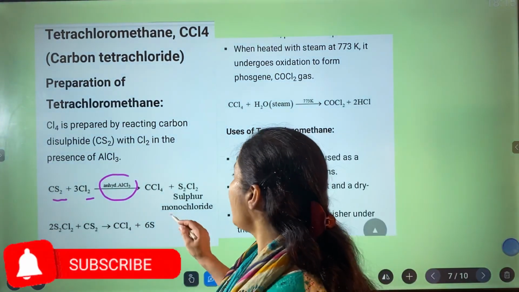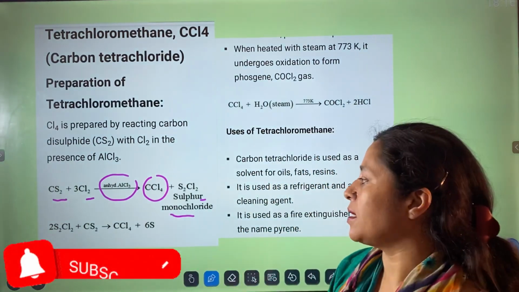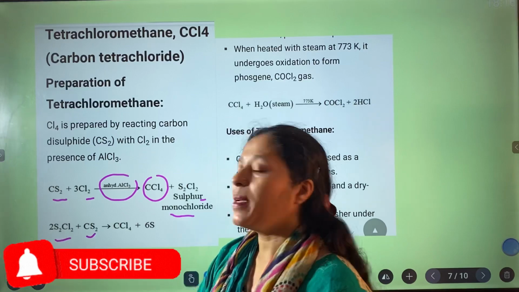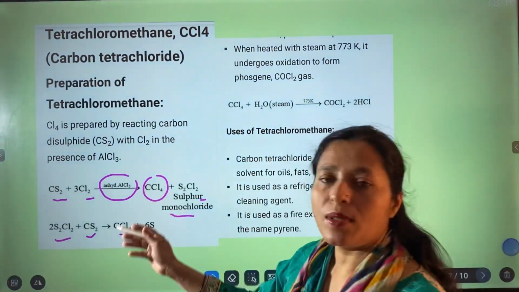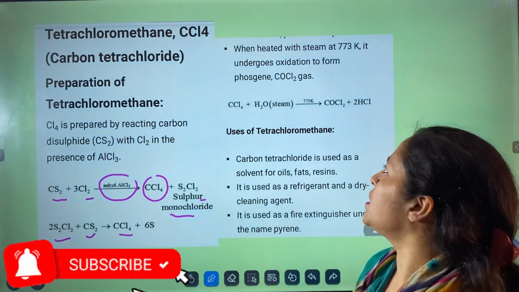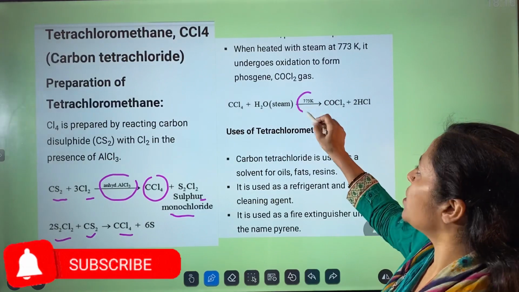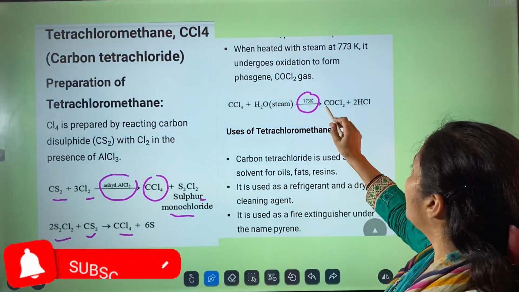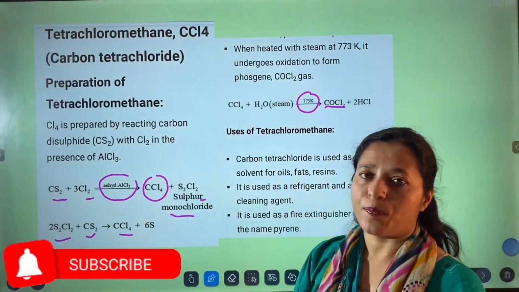It forms sulfur monochloride and carbon tetrachloride. Now again this sulfur monochloride can react with the remaining carbon disulfide to form carbon tetrachloride. So students, this is how you can prepare carbon tetrachloride. Now when heated with steam at a temperature of about 773 Kelvin, it produces the harmful gas phosgene. We have studied it just now.